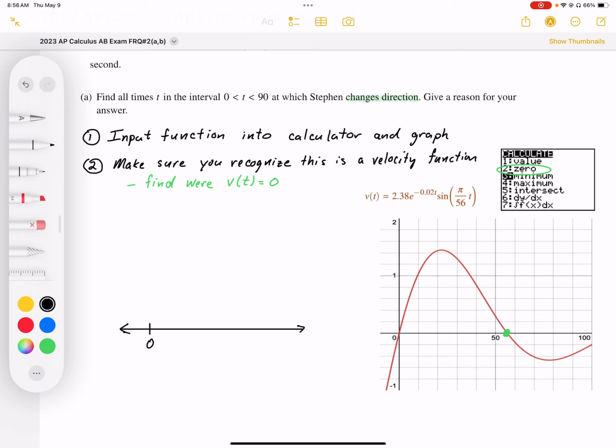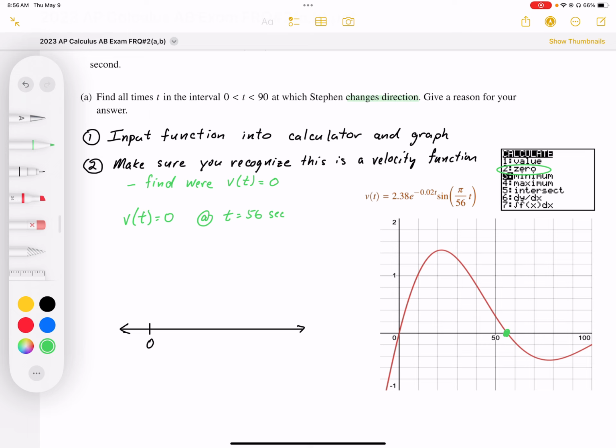We first of all want to recognize that this is a velocity function. So we want to find where v of t is equal to 0, so where this v function crosses the x-axis. So we're going to use the zero function on the calculator. And using the zero function, we're going to calculate that value at that green dot, and that works out to be v of t equals 0 at t equals 56 seconds. Okay, so that's where it changes direction.